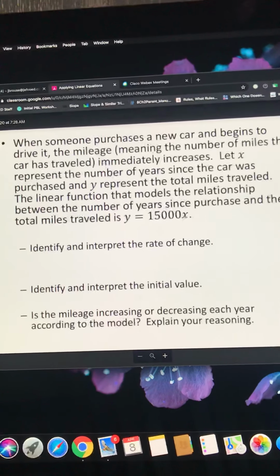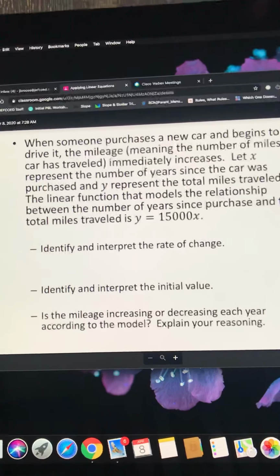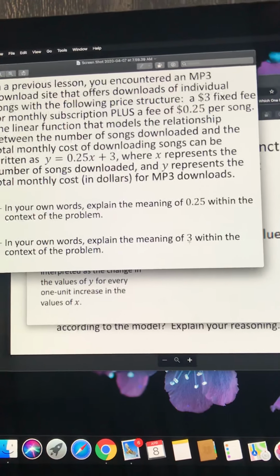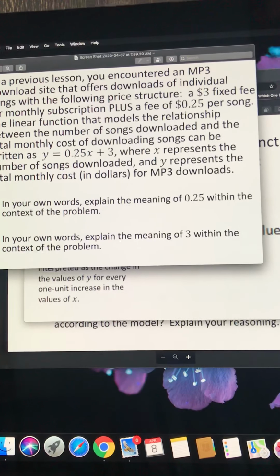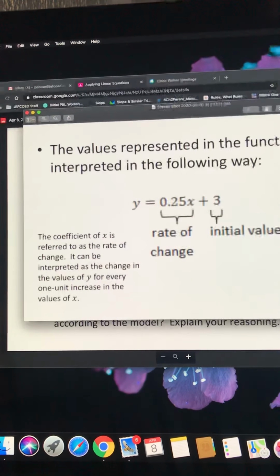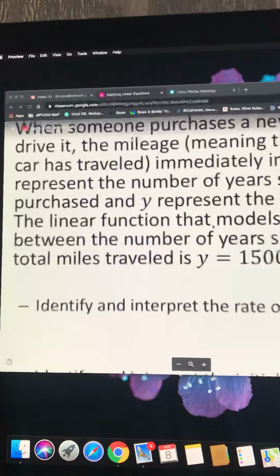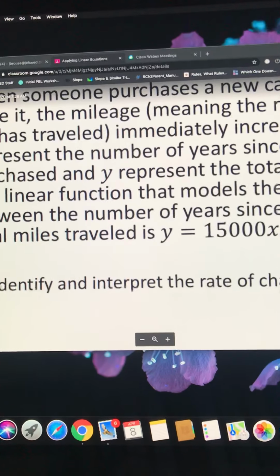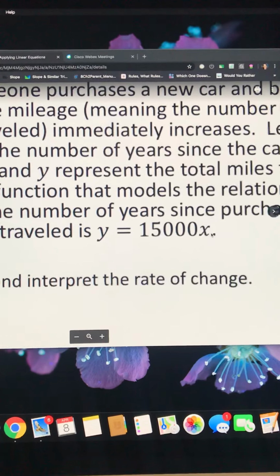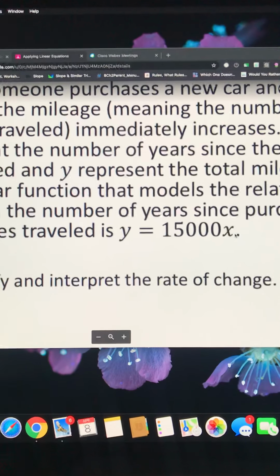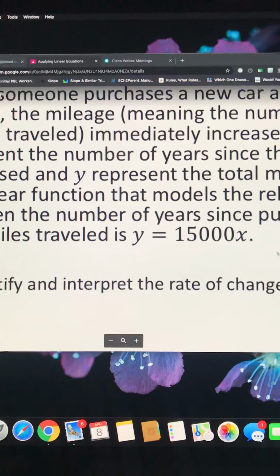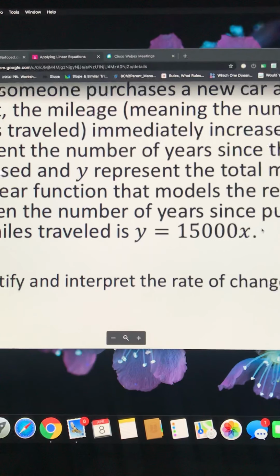Well, is there anything out here? Like in the other one, we had 0.25x plus 3. In this equation, we have 15,000x plus nothing, right? I don't see a number there. But we could write a plus 0 there. Let's think about why that makes sense.